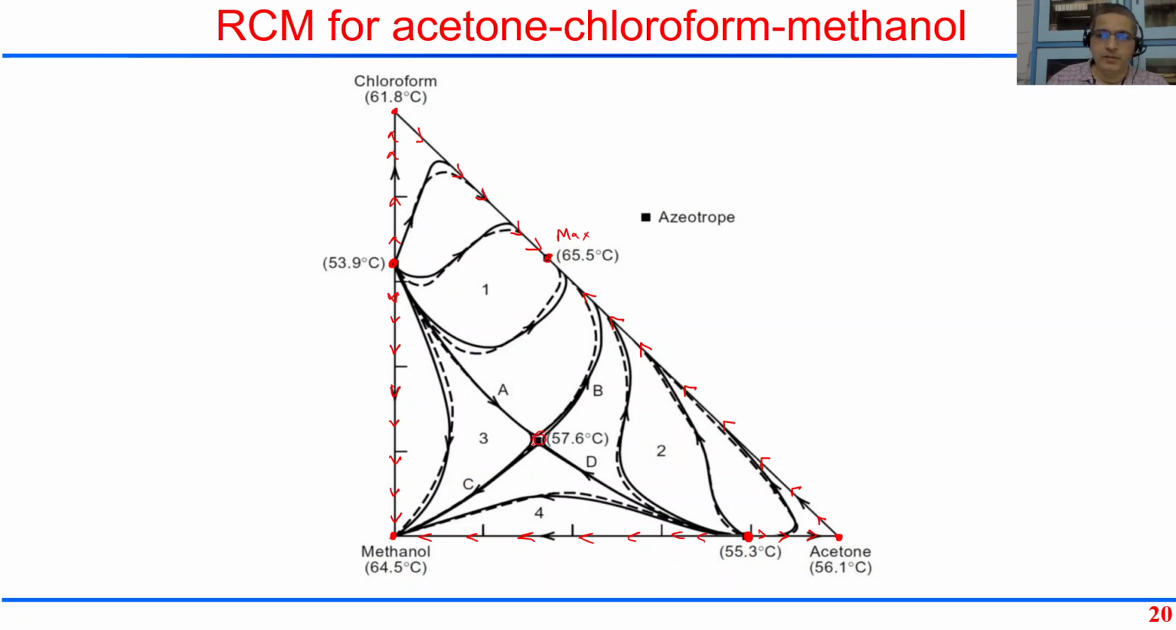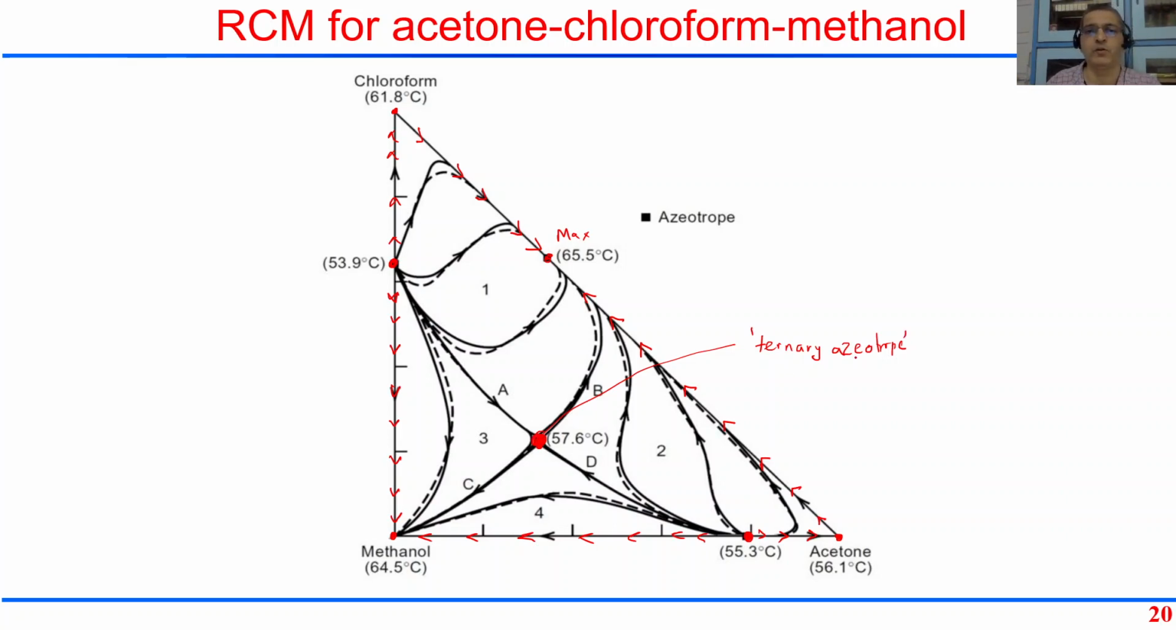azeotrope. There is what we call a ternary azeotrope. Ternary azeotrope means, just like a binary, the compositions of the vapor phase and the liquid phase do not change, or they are the same. So whatever is the composition of chloroform, methanol, acetone in the liquid phase, the vapor phase would have exactly the same composition of acetone, methanol, chloroform. So that's called a ternary azeotrope.